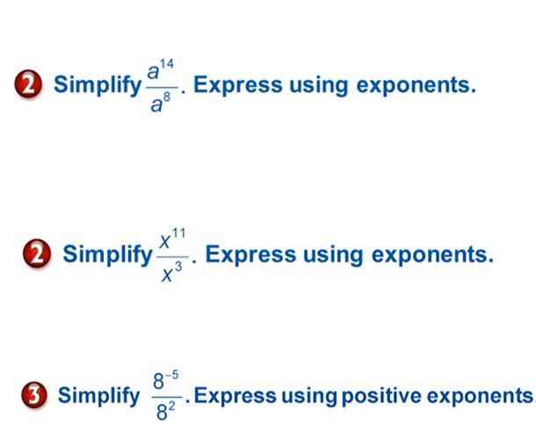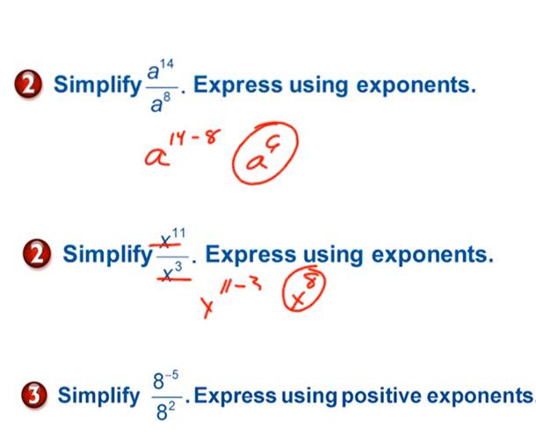All right, we've got simplify a to the 14th divided by a to the 8th, so that would be a to the 14 minus 8. A to the 14 minus 8 is 6. A to the 6th is the correct answer. X to the 11th divided by x to the 3rd, so x to the 11 minus 3. 11 minus 3 is 8, so it would be x to the 8th.